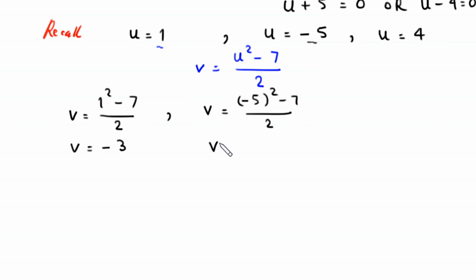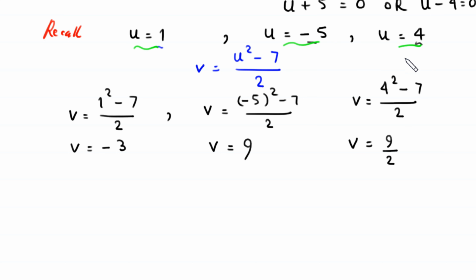When u is negative 5, then v will be equal to ((negative 5) squared minus 7) divided by 2, and v will be equal to 25 minus 7 is 18, and 18 divided by 2 is 9. When u is 4, then v will be equal to (4 squared minus 7) divided by 2, and 16 minus 7 is 9. 9 over 2, v will be equal to 9 over 2. So these are the values of u: 1, negative 5 and 4, and these are values of v: negative 3, 9 and 9 over 2.